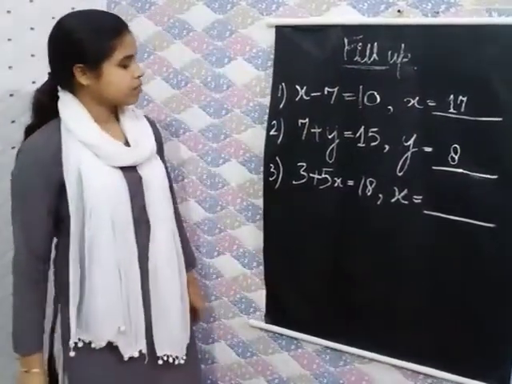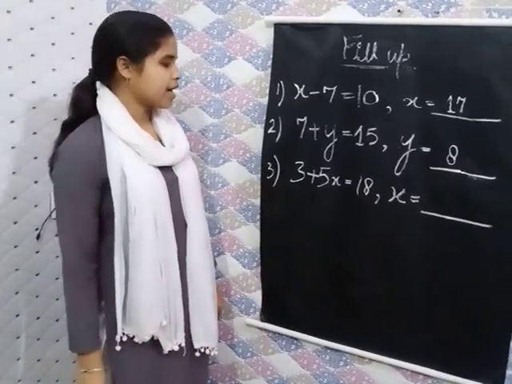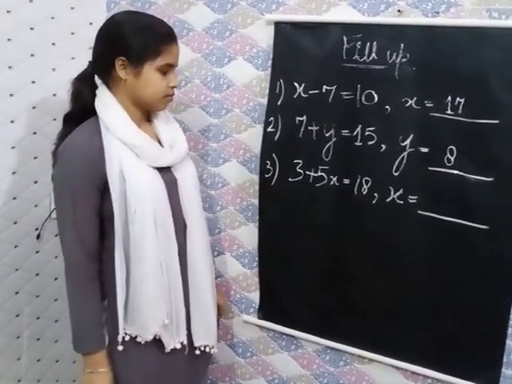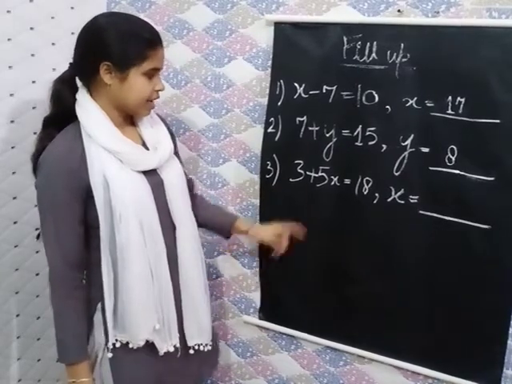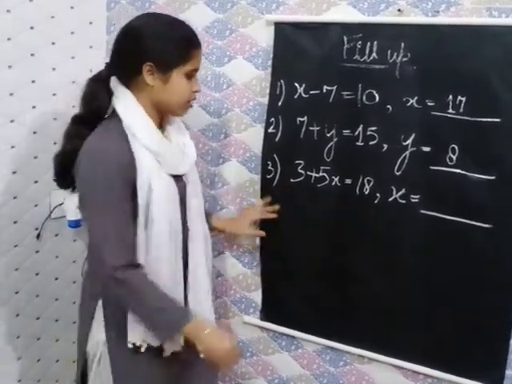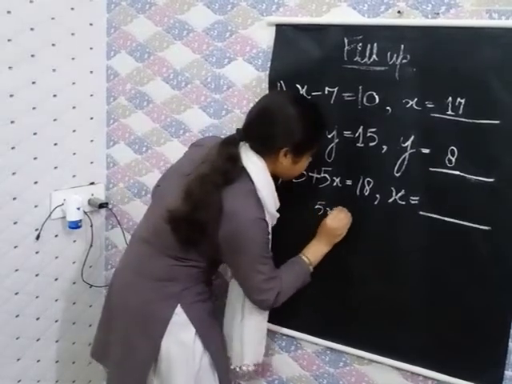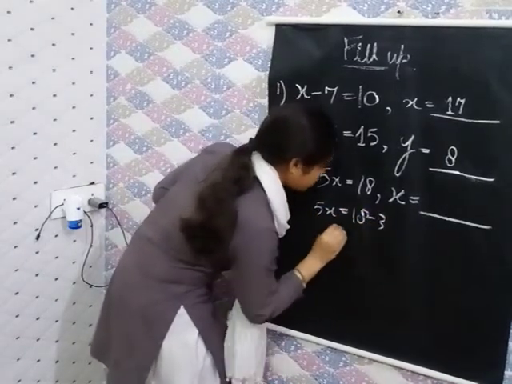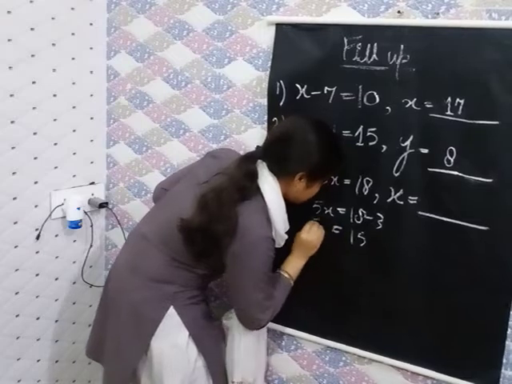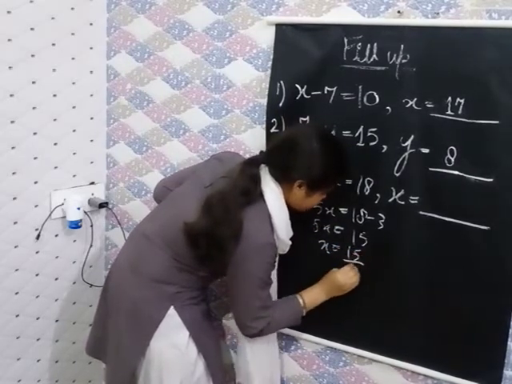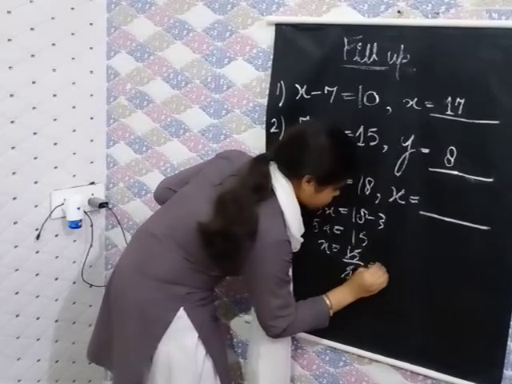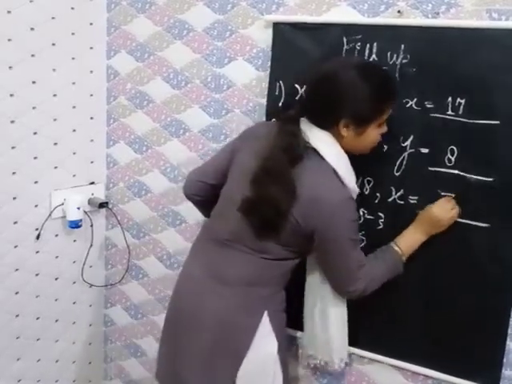Third is 3 plus 5x is equal to 18. Then x will be? 5x is equal to 18 minus 3, which is equal to 15. X is equal to 15 upon 5, which is equal to 3. X will be 3.